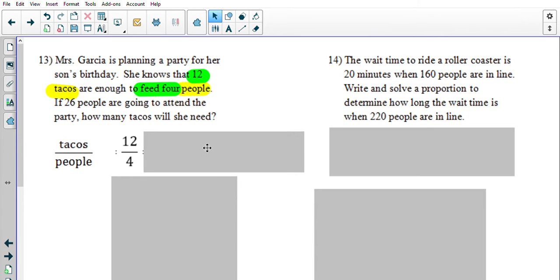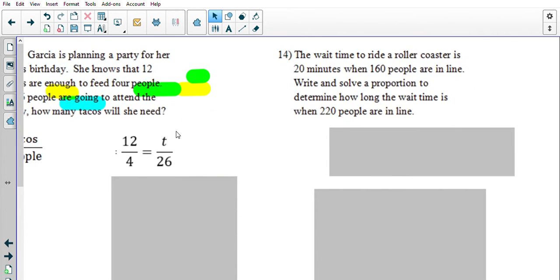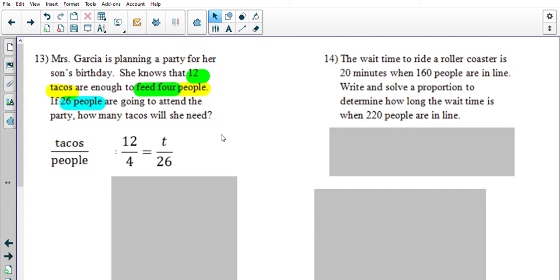And now we're going to have an unknown here. So we've got 26 people as our other amount. That's going to go on the bottom with people. So I'm going to have a value over 26 here. I chose t in this case because we're talking about the amount of tacos. So t over 26. So 12 tacos for 4 people, t tacos for 26 people.